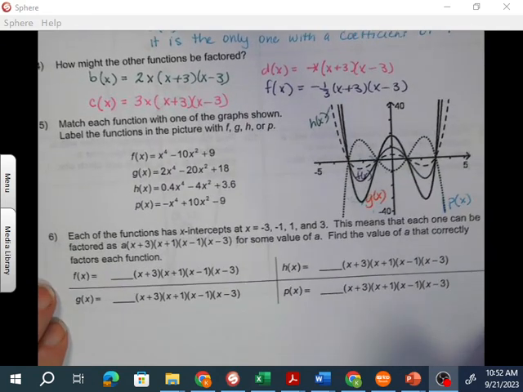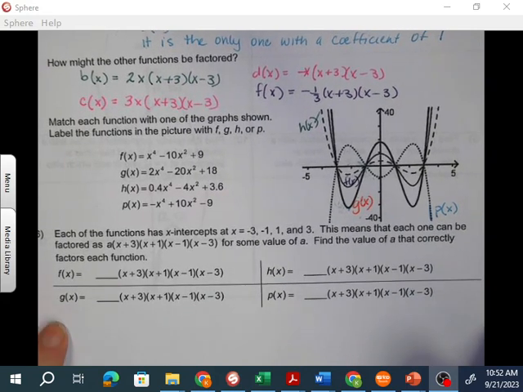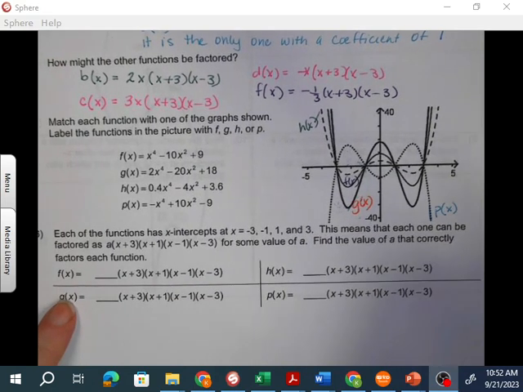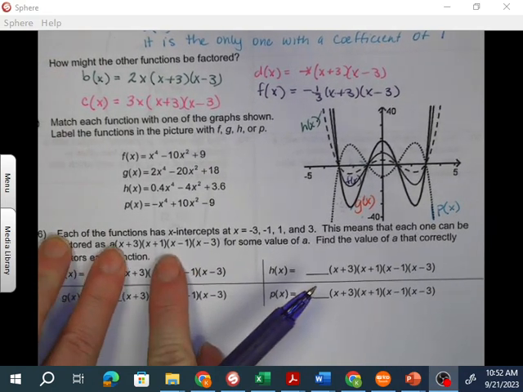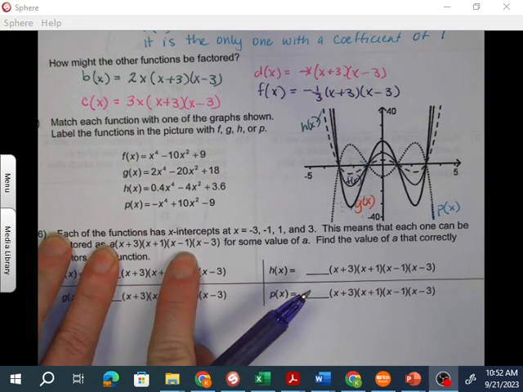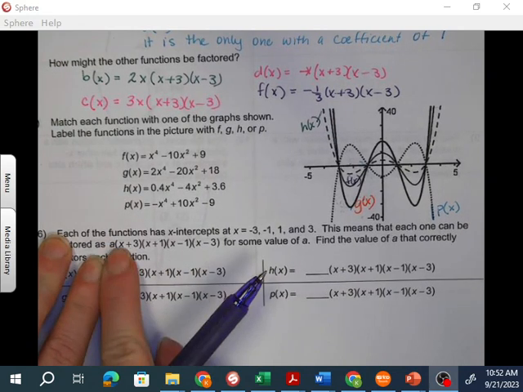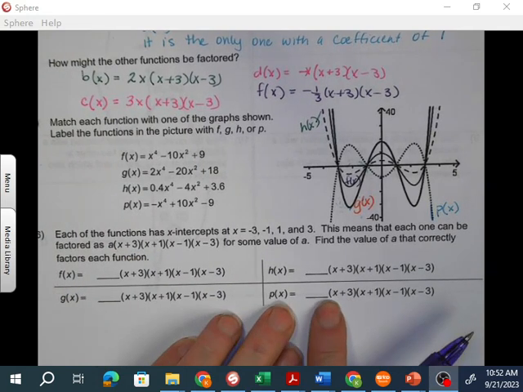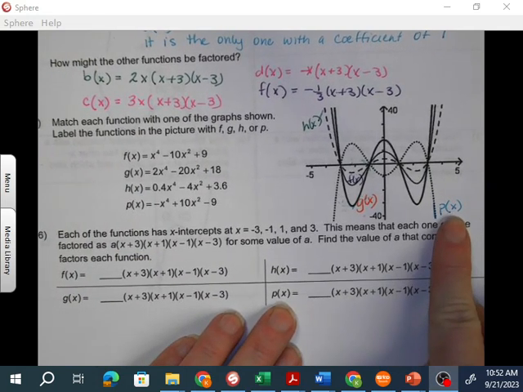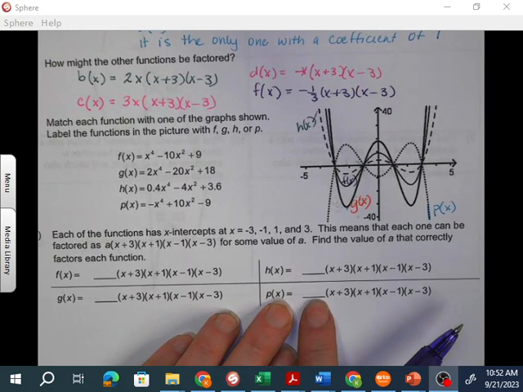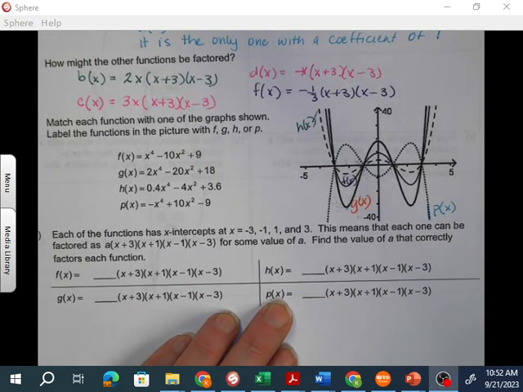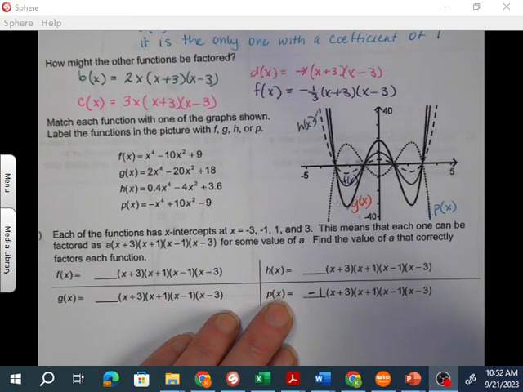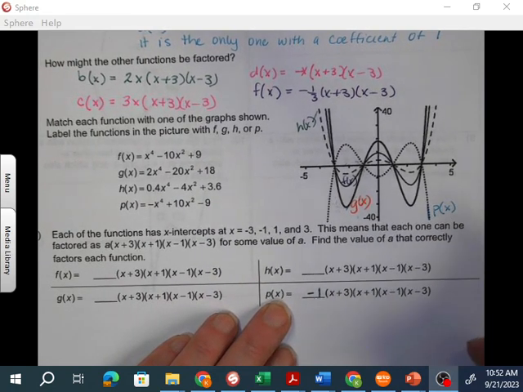All right, so each of these functions has x-intercepts at -3, -1, 1, and 3. They could each be factored like this: x plus 3, x plus 1, x minus 1, x minus 3, with some a value in front. So let's go over to p of x, because that's the first one we found. What's going to go in front as my a value for p of x? -1. And when you factor, you could always just put a negative, but it is technically a -1.